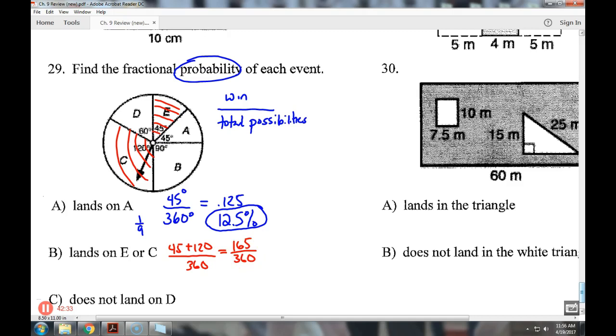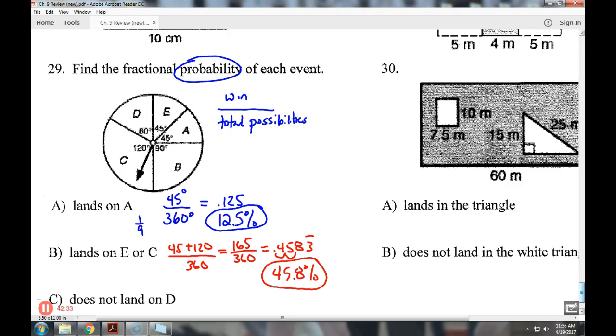That is 0.458, a bunch of 3's. So move it 2 places. So that's about 45.8%. So you're still going to lose more than you're going to win. You would not want to bet on that game.